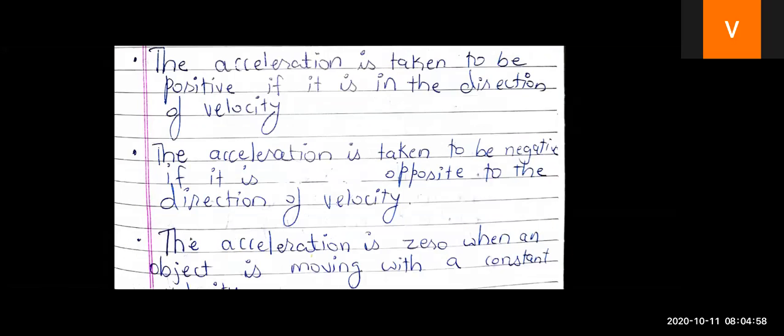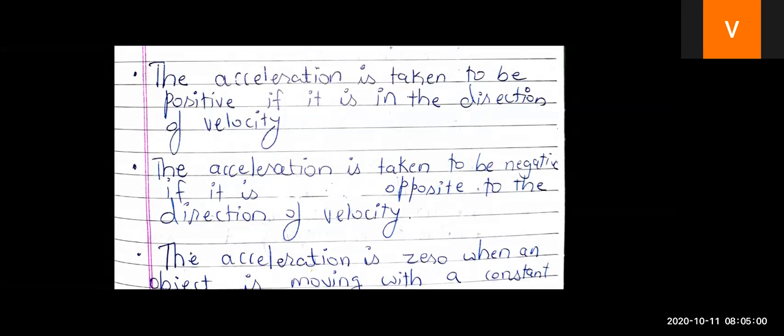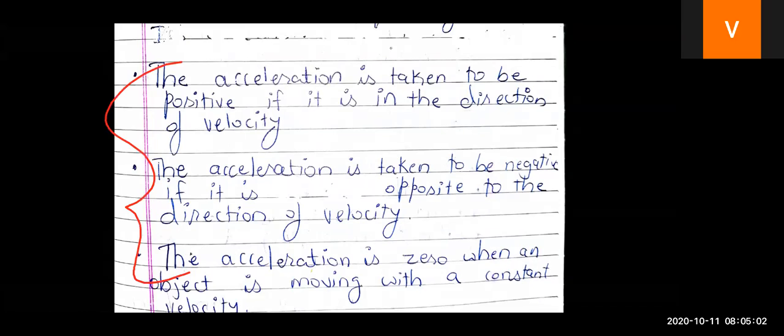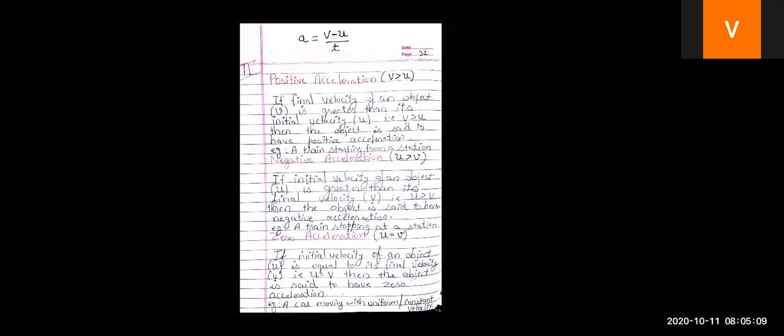So let's see, here we are having few things, but these things we will cover on the next page, so I am not explaining this. Just a second, children. Okay, here it is. This is very, very important, children. Now, acceleration can be classified into three categories, right, children? First is positive acceleration, second is negative acceleration, and the third one is zero acceleration. Positive acceleration, let's start with that.